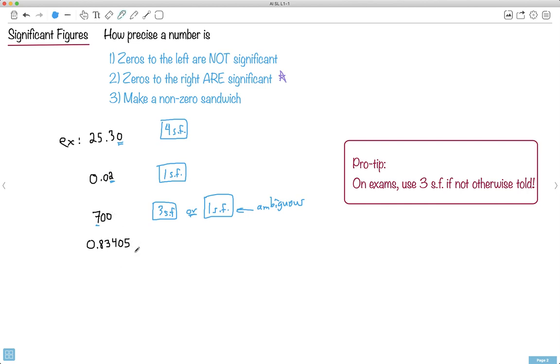This one, however, is nice and clear. This is what I talk about as a non-zero sandwich. I mean, take the leftmost non-zero number.